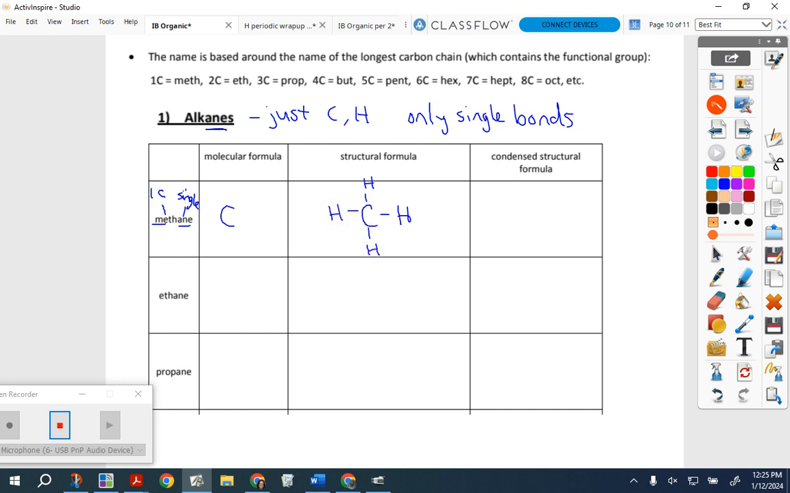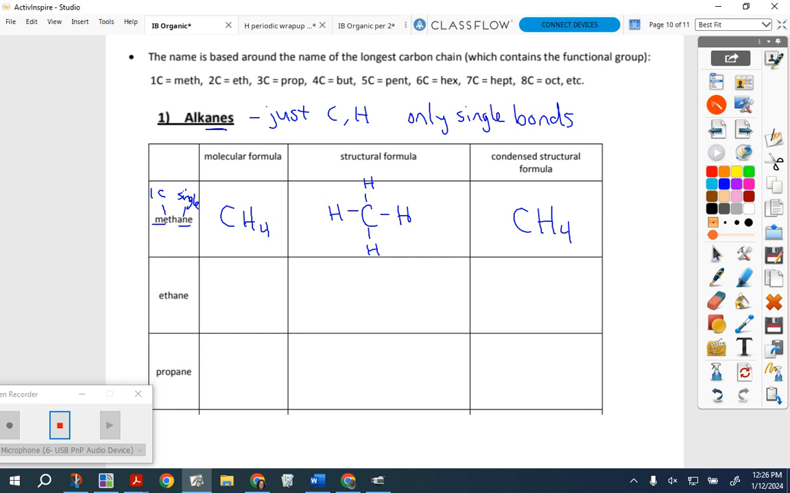And our molecular formula is just going to be CH4. Always put the carbon first. Carbon always goes first. Carbon's always the central atom, and it always goes first in the formula. Now, the condensed structural formula, there's nothing to condense here. There's only one little piece of this. This is the smallest organic molecule you can make. So our condensed structural formula is the same as the molecular formula in this case.